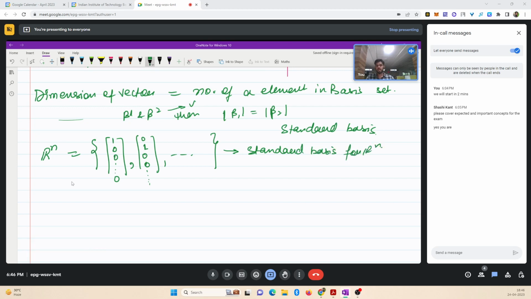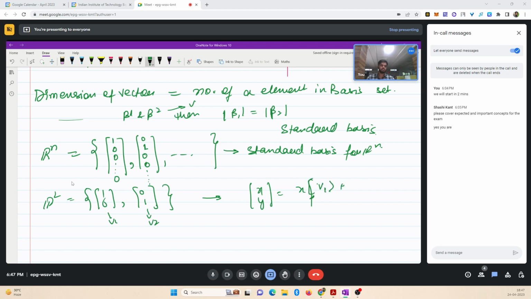So let's say for R2, this would look something like 1 0 and 0 1. You can see that if you have any element (x, y), you can write it as x times v1, let's say this is v1 and this is v2, plus y times v2.